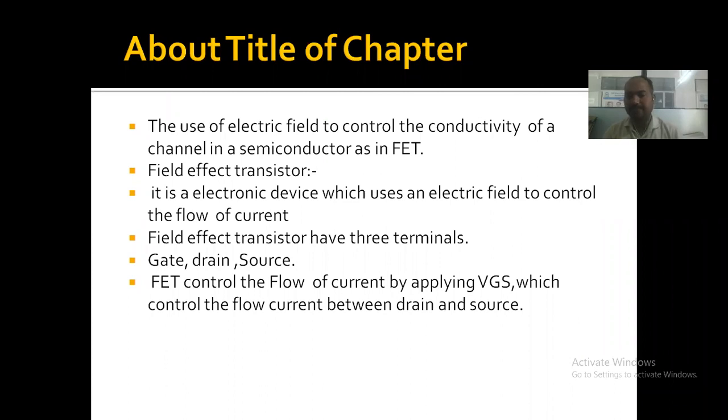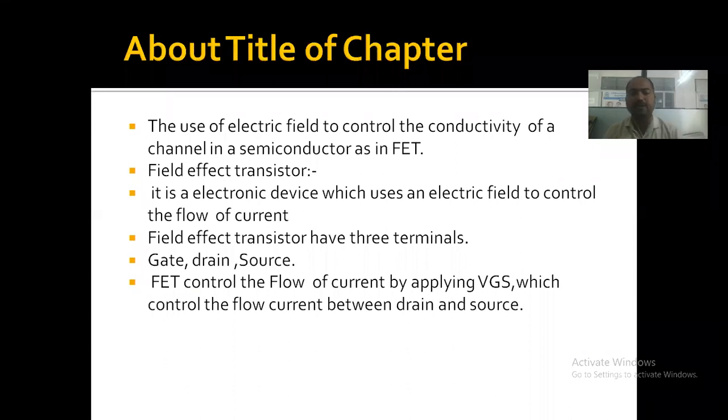BJT is the device called a bipolar junction transistor. The field effect transistor is a voltage controlled device. That means the applied voltage, the gate to source voltage, controls the drain current. Input is the VGS voltage, output is the drain current. This happens in the case of FET.